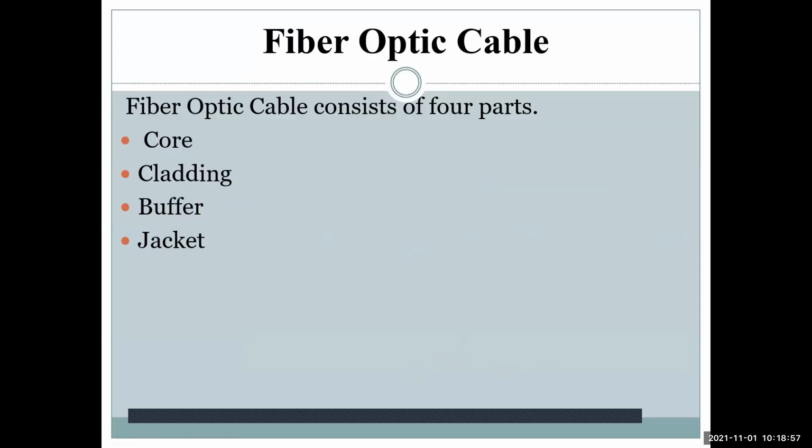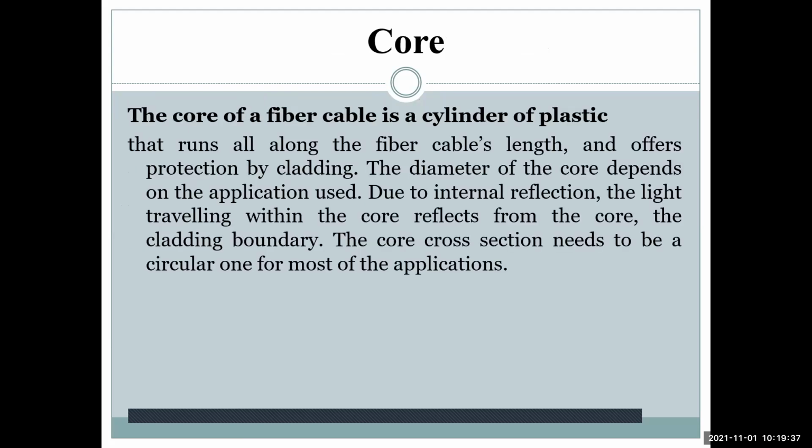Okay. So in this class, we will cover what are the parts of optical fiber. For the case of fiber optic or optical fiber cable, normally the fiber optic cable consists of 4 parts. First one is the core, second one is the cladding, third one is the buffer, and the fourth one is the jacket. So these are the 4 parts or 4 layers, you can say, for the optical fiber cable.